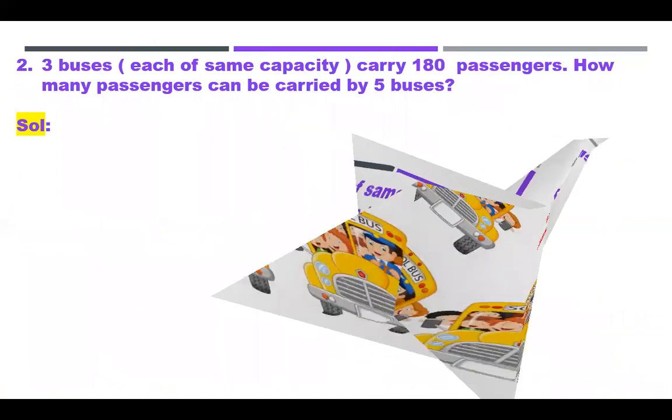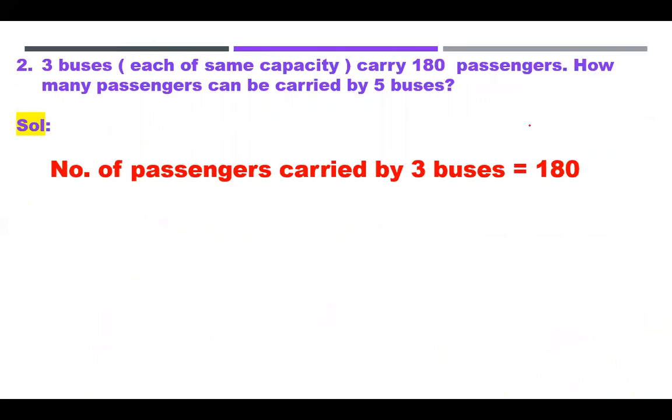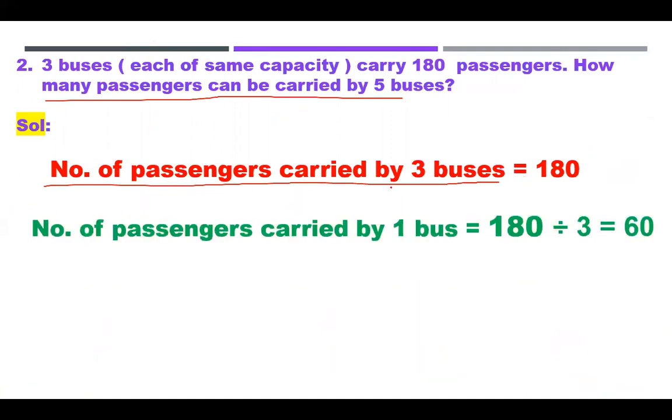So let's see how we will write this statement for this question. Here we have the number of passengers, because they are asking how many passengers can be carried by 5 buses. So we have written the number of passengers carried by 3 buses is 180. And the number of passengers carried by 1 bus. How did you find it for 1 bus? You have just divided 3 by 3, this will give you 1 bus. And here also, if you are dividing over here, you have to divide over here also. 180 divided by 3, you will get 60.